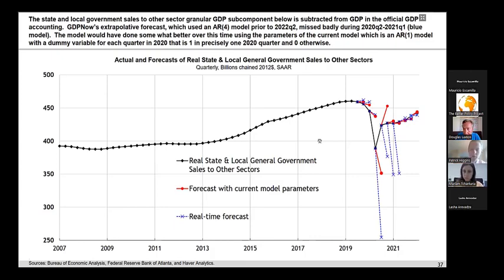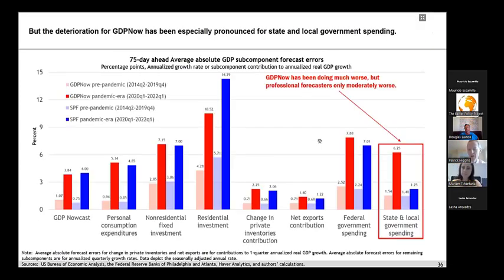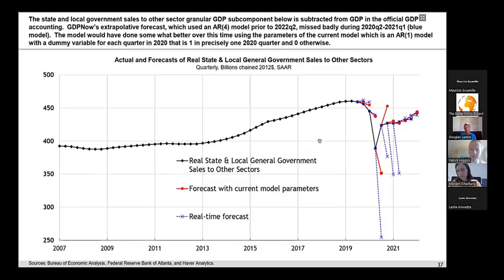So for this subcomponent, GDPNow hadn't been using any monthly data at all, essentially. And so those blue dashed lines are what the model actually forecasted was going to happen rather than what did happen. You can see it forecasted these big declines that never really materialized. And that's a big reason why it did so much worse on this in the early quarters of the pandemic. It's kind of gotten back to normal.